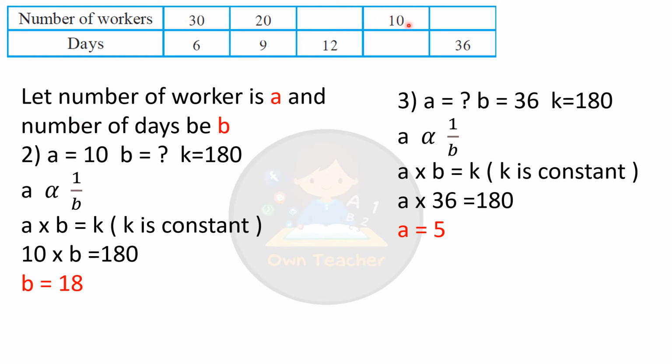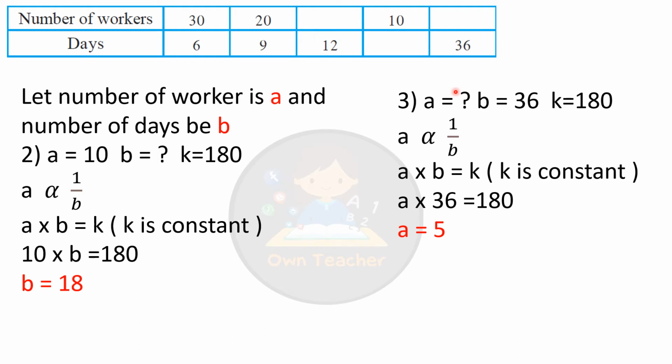Now we will solve the next example. Here we know the workers are 10 and we will find out days. A is equal to 10. We will find out B, means days, and K is 180. A is inverse proportional to B. So A into B is equal to K. Here K is constant. Let's put up the values. A means 10 and we will find out B and K is 180. So 10 into B is equal to 180. We will divide 180 by 10. So B is equal to 18.